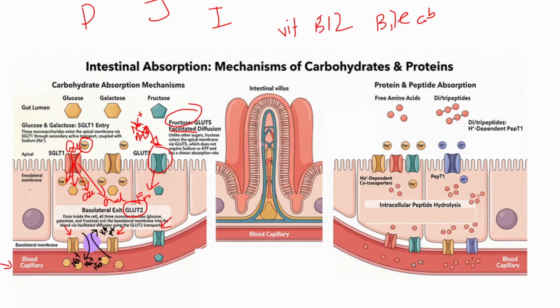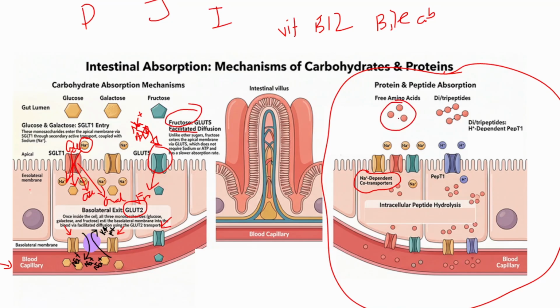Having resolved carbohydrate capture, we must look at how the enterocyte handles nitrogenous compounds, moving into the adjacent protein and peptide absorption pathways. That means now we shift our focus to this segment of the process. We map out 2 distinct entry gates on the apical membrane to handle the products of proteolysis. First, we establish sodium-dependent co-transporters to move free amino acids.